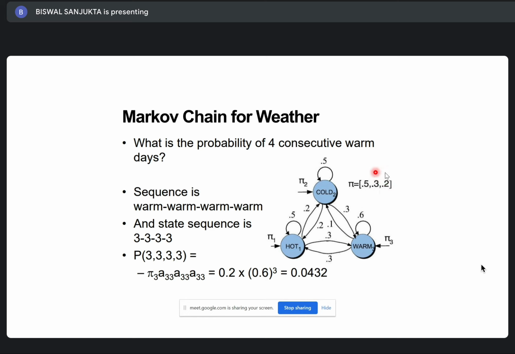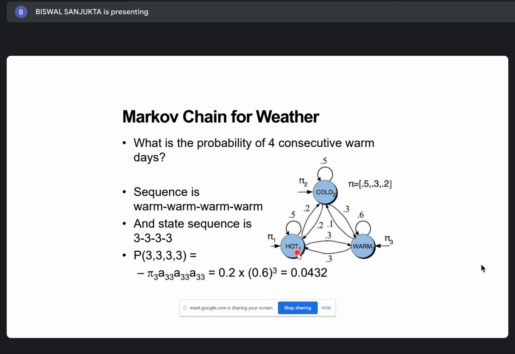Okay, that's how the initial probability gets calculated if it is not given already. So the first step is to calculate the probability of the first day being warm. Since it is already given for warm, it is 0.2. So I'm taking 0.2, then multiplied with the probability that the second day is a warm day, given the first day is a warm day. And you can get that from this state transition picture.